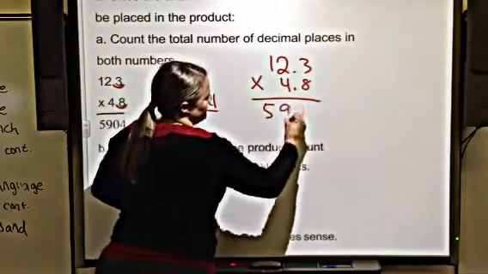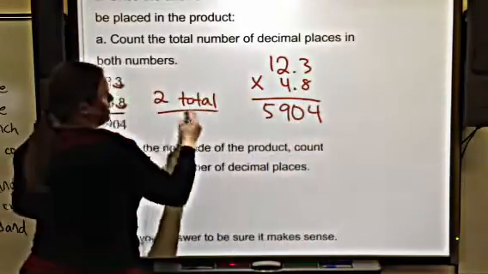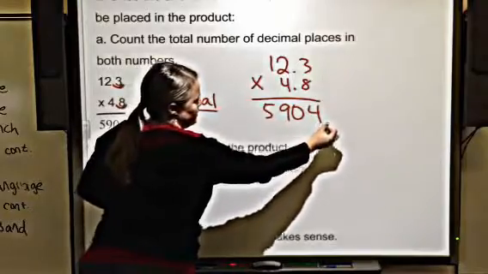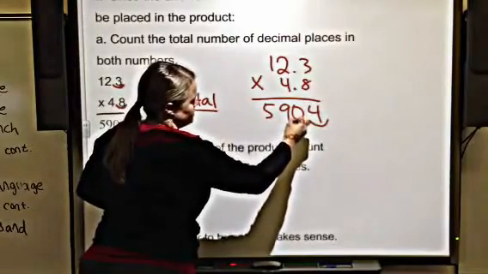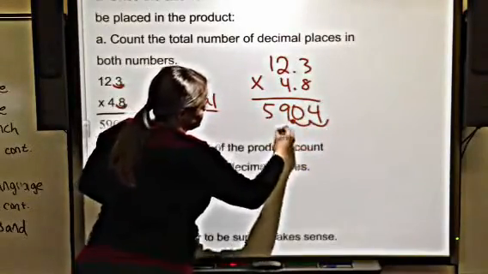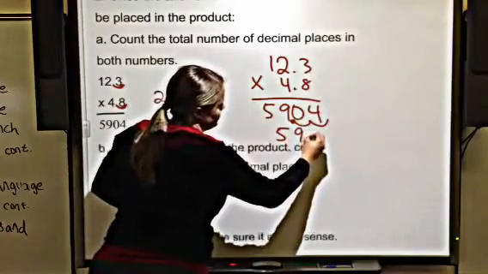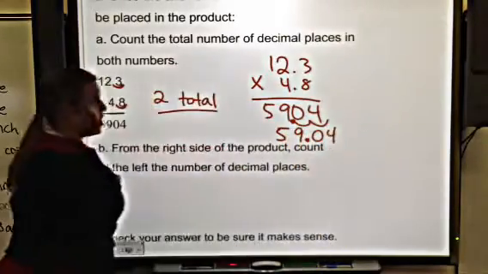So our product was 5,904. We're going to start on the right-hand side and move 2 places to the left. So our answer is 59 and 4/100ths.